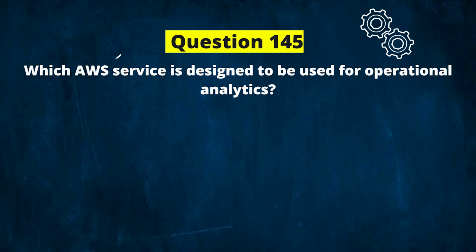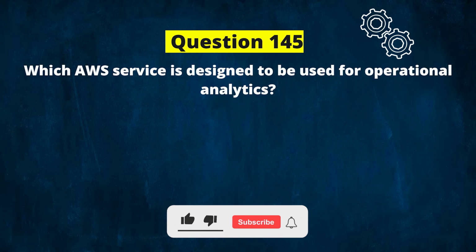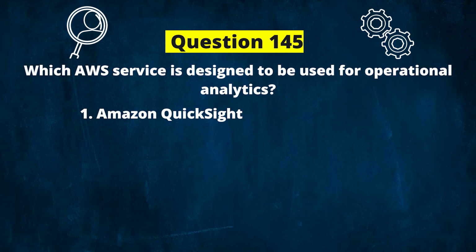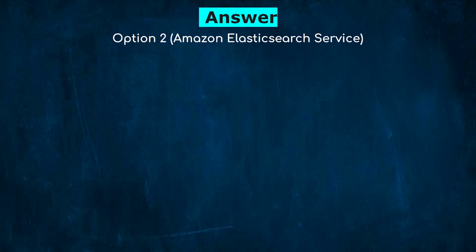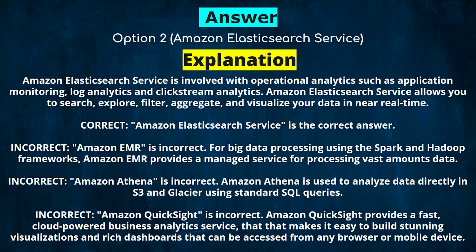Next question. Which AWS service is designed to be used for operational analytics? Now the options are: Option 1. Amazon QuickSight. Option 2. Amazon Elasticsearch Service. Option 3. Amazon Athena. Option 4. Amazon EMR. And the correct answer is Option 2. Amazon Elasticsearch Service. Explanation. Amazon Elasticsearch Service is involved with operational analytics such as application monitoring, log analytics, and clickstream analytics. Amazon Elasticsearch Service allows you to search, explore, filter, aggregate, and visualize your data in near real time.